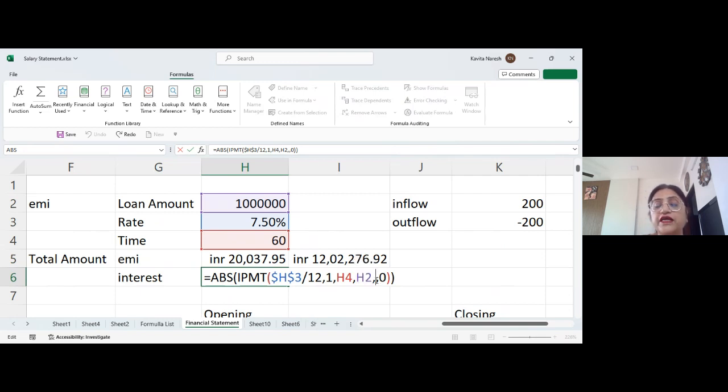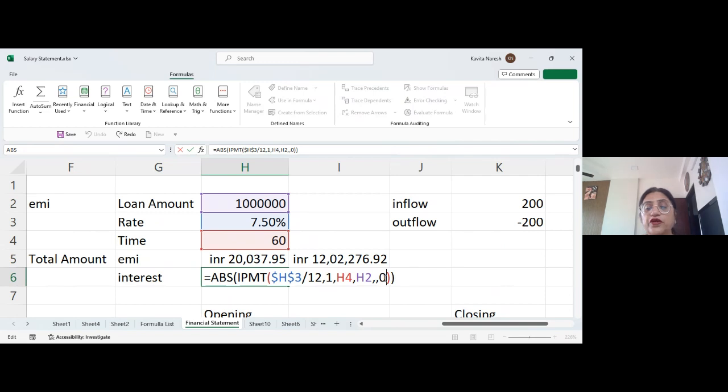Then why are we putting a blank comma over here? Because in this case, we don't have the FV, we only have the PV. The last argument is again optional because it takes only 0 or 1, either 0 or 1. But if you are not putting 0 or 1, you are keeping it blank, then by default the value will be 0.